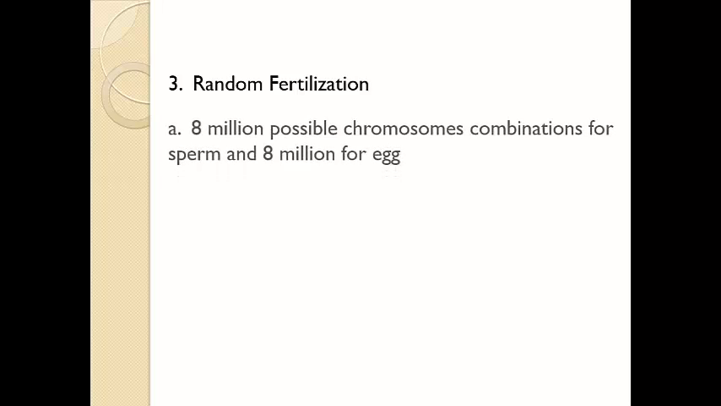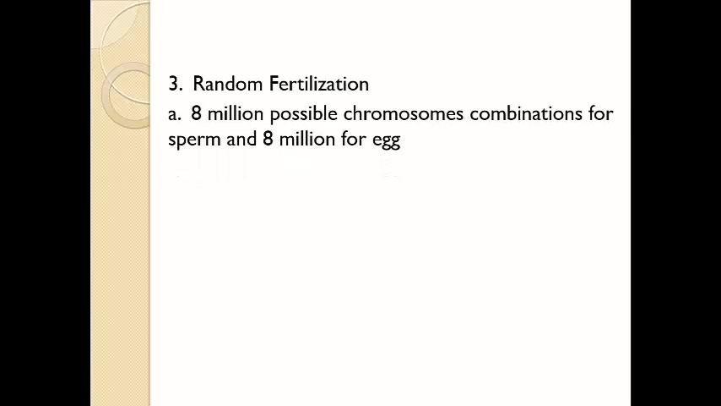And then lastly, we have random fertilization. So fertilization, when that zygote, the sperm and the egg come together, we know that we have 8 million different egg combinations, 8 million different sperm combinations. That gives us 64 trillion possible diploid combinations. So your parents could have 100 children, and they would still all be very genetically different. Some families, siblings look more like each other than in others, and that's just the way it works.